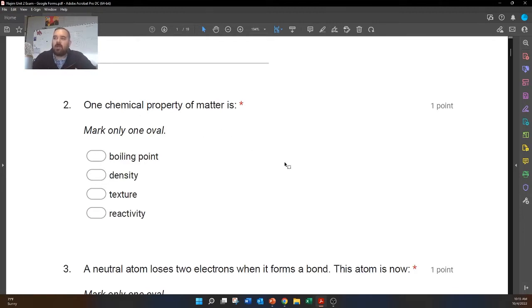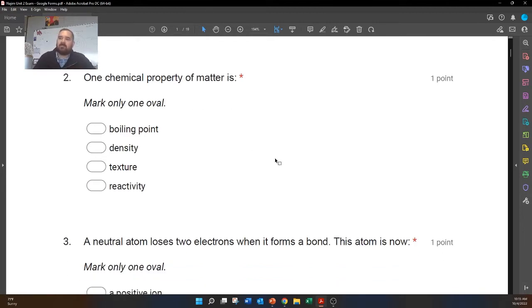So one chemical property of matter is what? So we know boiling point is physical, density is physical, texture is physical. Reactivity is going to be the only answer that makes sense here.